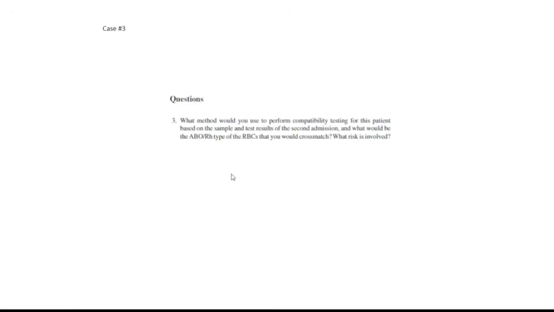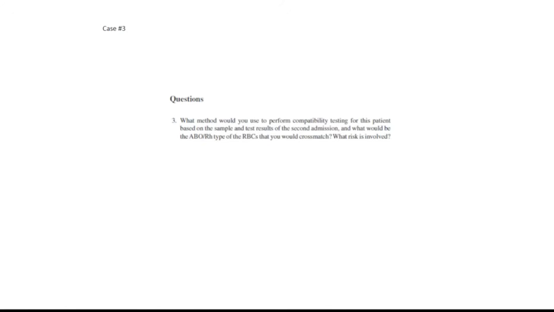So what method would you use to perform compatibility testing for this patient based on the sample and test results of the second admission? And what would be the ABO-RH type of the RBCs that you would cross-match? And what risk is involved? So in this case, because it's a second admission, we could use the electronic computer method to perform compatibility testing, provided that it's a validated information system. Right. So that's correct.